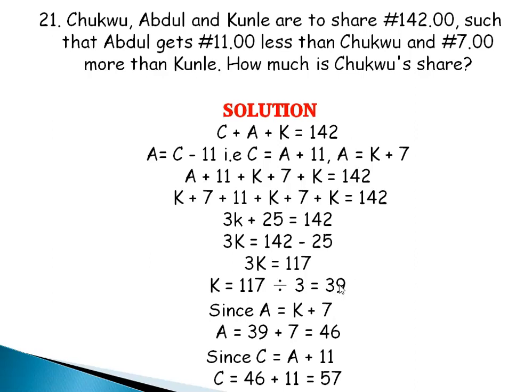Now that I know K, I can look for what C and A is using my equations. Since A is K plus 7, I'll just say 39 plus 7, and that will give me 46. Since C is A plus 11, I'll say this is my A here, 46 plus 11, and that will give me 57. So how do I check if my answers are correct? I'll just add all of this. K is 39 plus A, 46 plus 57, and that will give me 142. This shows that this answer is correct.